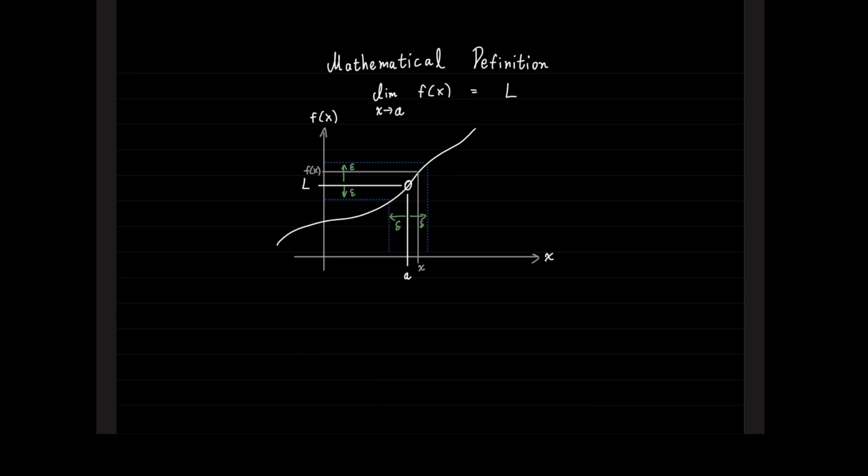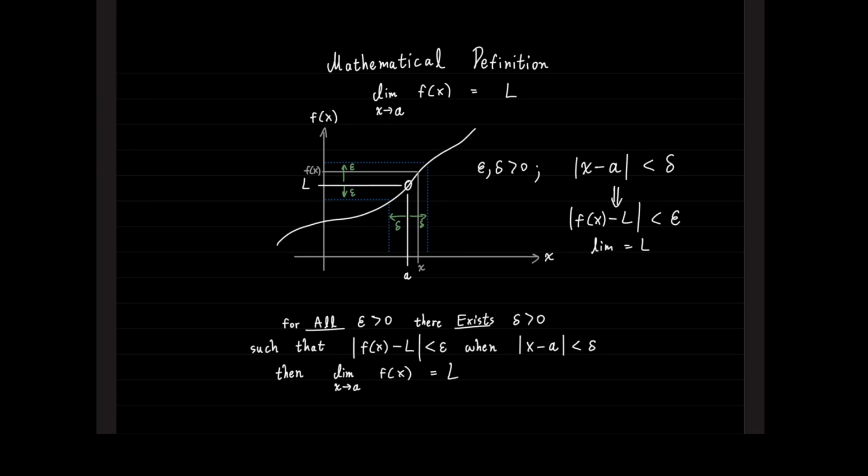An easy way to write this down is if you think of the numbers epsilon and delta that are greater than 0, such that the distance between x and a is less than delta, that causes the distance between f of x and L to be less than epsilon. Then we conclude that the limit is true.